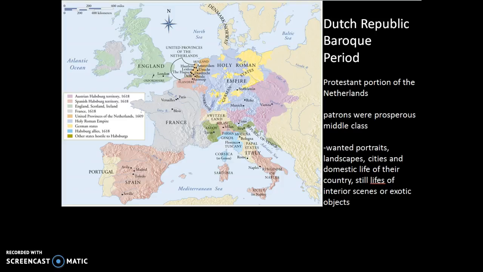Art was found in many homes in the Dutch Republic, even in shops and homes of bakers, butchers, shoemakers, and blacksmiths.